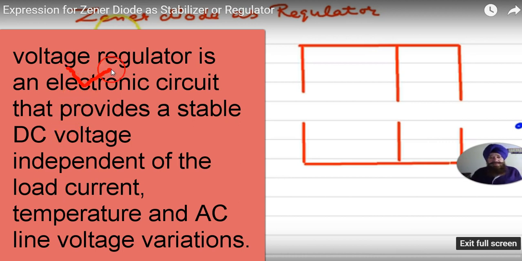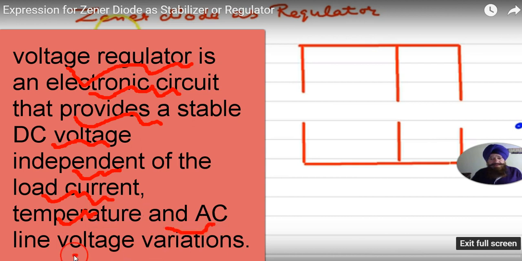Now, a voltage regulator is an electronic circuit that provides a stable DC voltage independent of the load current, temperature, and AC input variation, right? It means the voltage regulator is an electronic device.